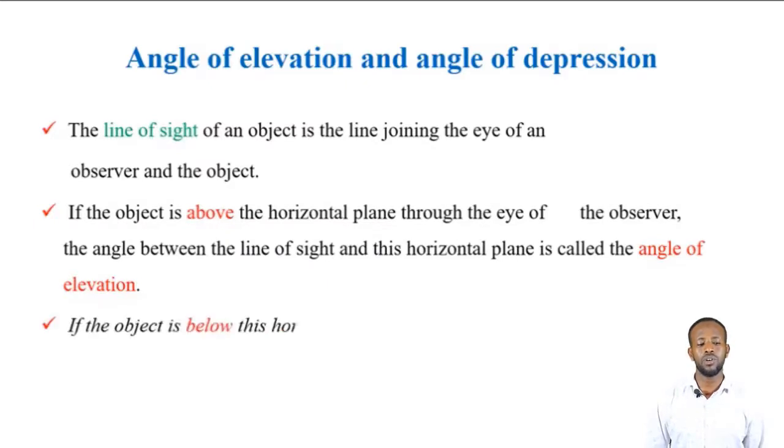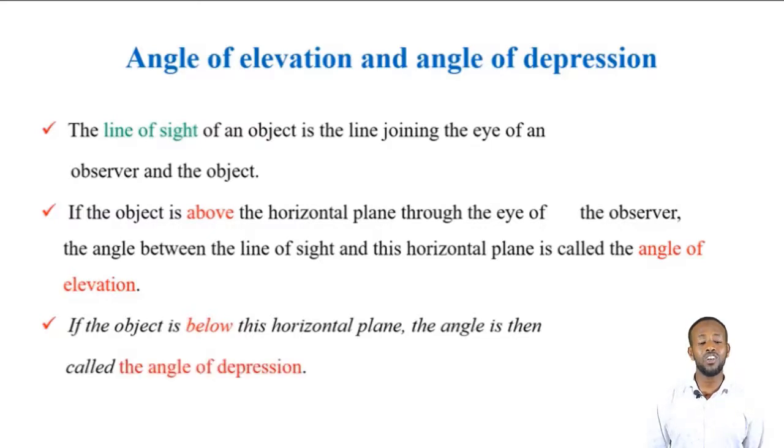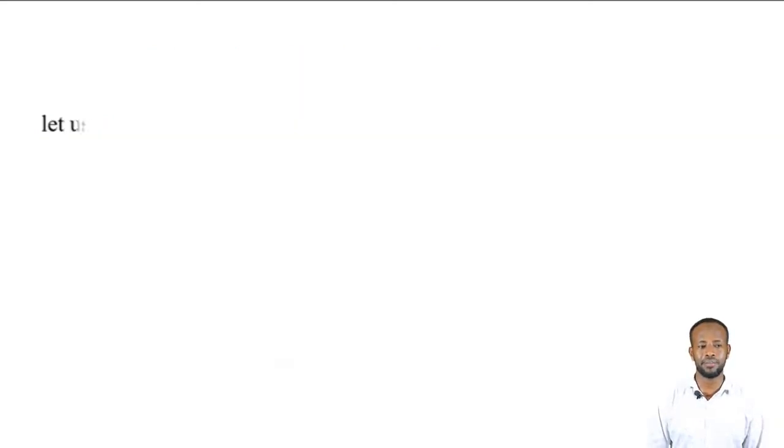Again, if the object is below the horizontal plane, the angle is then called the angle of depression. At what time does the angle of depression form? When the horizontal plane or the line of sight, to some extent, you make it go down, at that time you will have the angle of depression. Let us see the figure below.